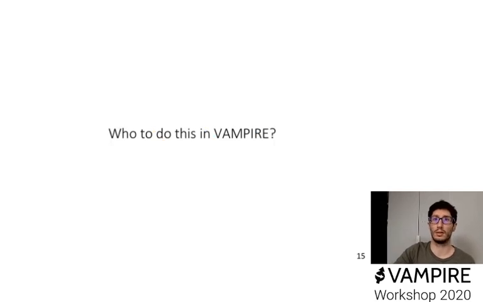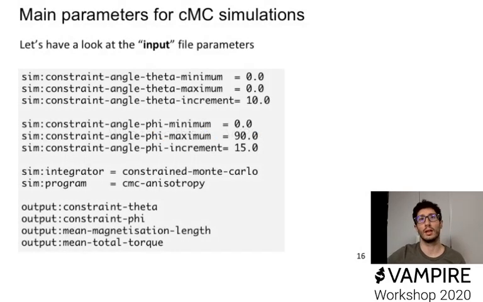But how do we do this in Vampire? Here I will just point out the main parameters that you need to include in the input files for a constrained Monte Carlo simulation. For this case, there is no need to include any specific parameter in the material file, but we do need to include some parameters in the input file.